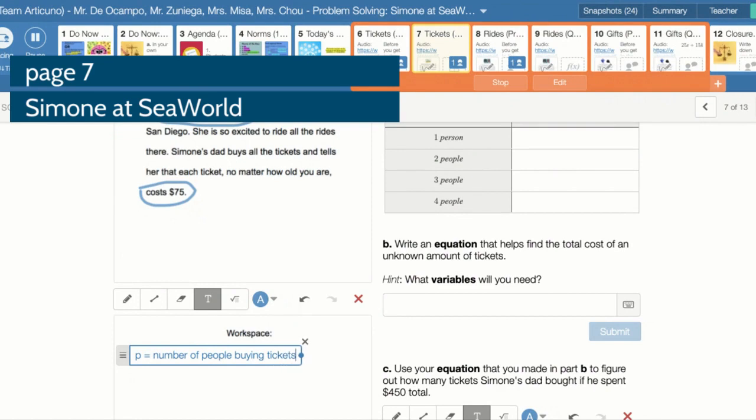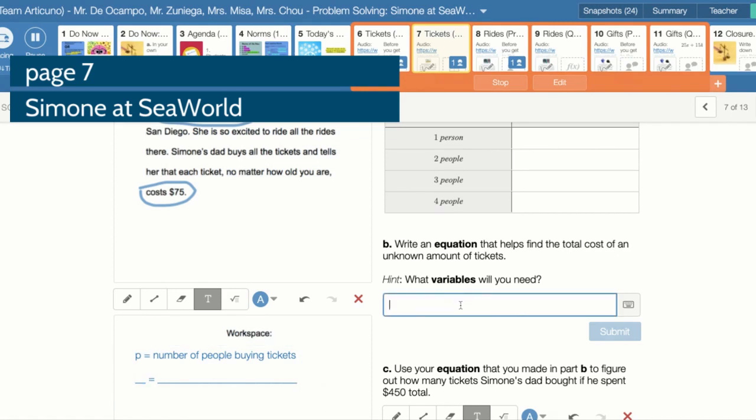Okay, why am I using a variable? Because we use variables for numbers we don't know. We don't know how many people are buying tickets. Okay, now my final hint for letter B is I need you to pick another variable, and I need you to decide what else do you not know. What else do you not know? Okay, so then you're going to use P in your equation, and you're going to use whatever other variable or letter that you choose, okay? And you're gonna put that in an equation.